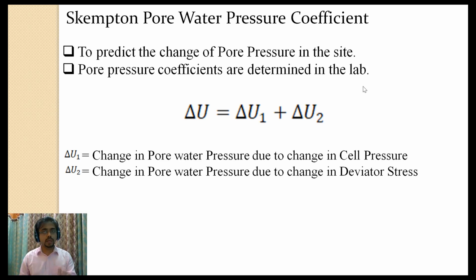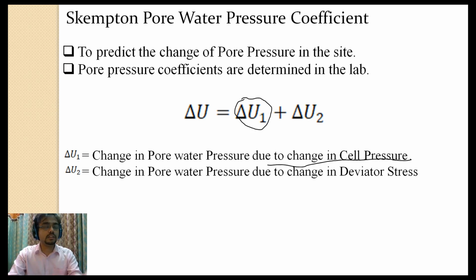So, in the first stage, when we give some consolidation stress, that means we give some cell pressure or confining stress. If the drainage valve is closed, then giving these cell pressures leads to the generation of excess water pressure. That excess water pressure generation is known as del U1. So del U1 is the change in water pressure due to change in cell pressure. This is very important. This is only applicable for the first stage of the test.